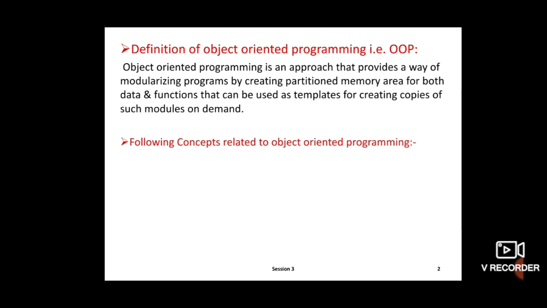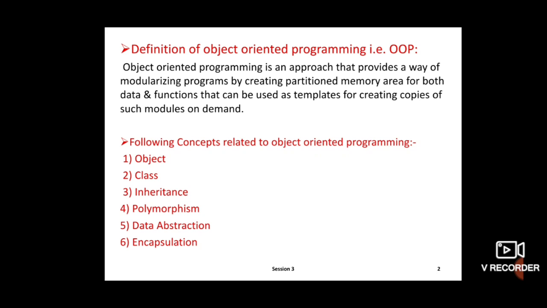Now see the following concepts related to object oriented programming: object, class, inheritance, polymorphism, data abstraction and encapsulation. These are the concepts related to object oriented programming language. Now students, let us see one by one in detail the meaning of all these concepts.